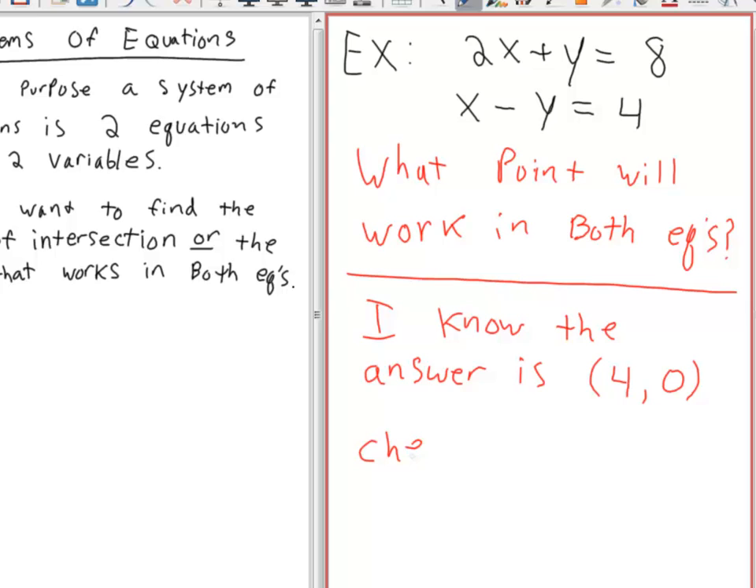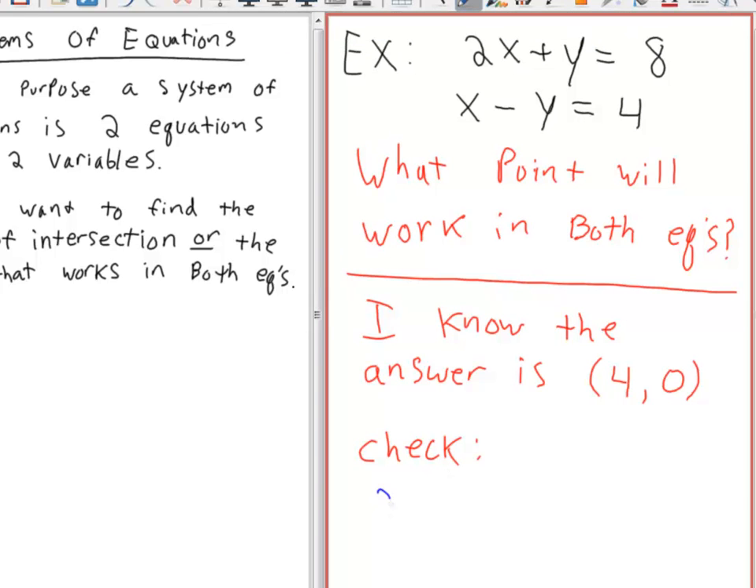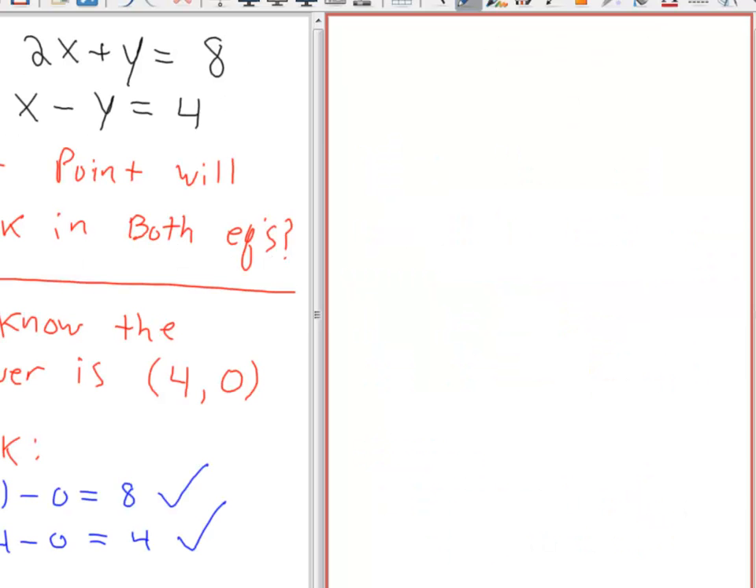So we have the top equation, right? We're going to do a check on the top equation first and use 4 for the x and 0 for the y. So we would have 2 times 4 plus 0, that's your x and there's your y, equals 8. So we subbed in 4 and 0 for x and y, and that works because 2 times 4 is 8. 8 minus 0 is 8. So there's a check there. And now in our second equation, we have 4 minus 0 is 4, and that works again. So when we sub in x minus y, again it works.